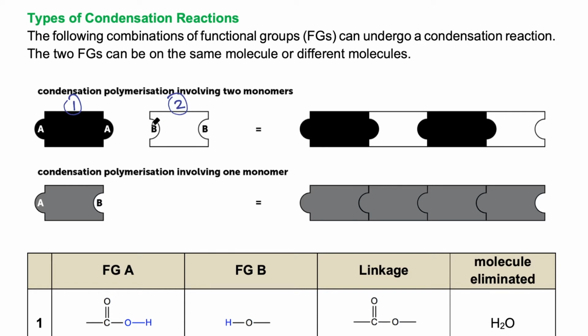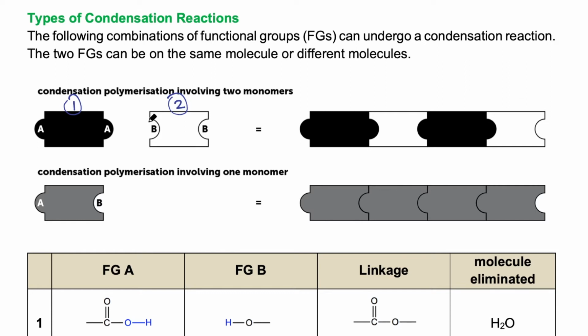So basically, you can think of it like a jigsaw. You need one that protrudes out and one that goes in. Of course, this is just an analogy. So the letters A and B here represent two different functional groups, and we'll see what they are later.